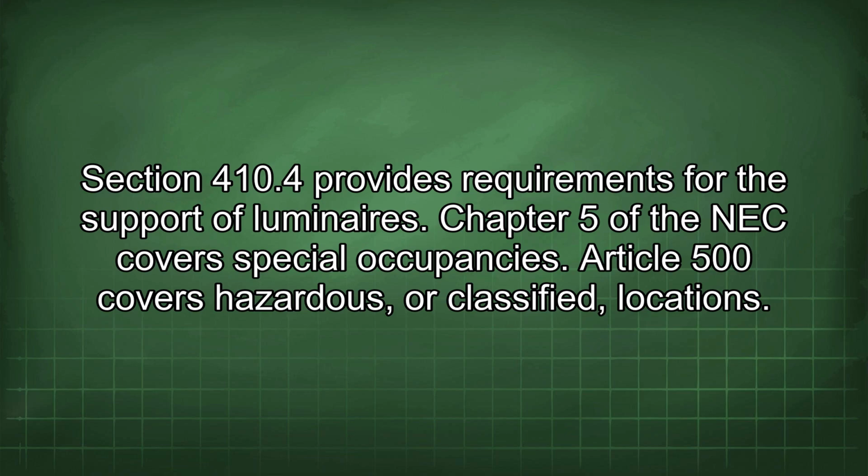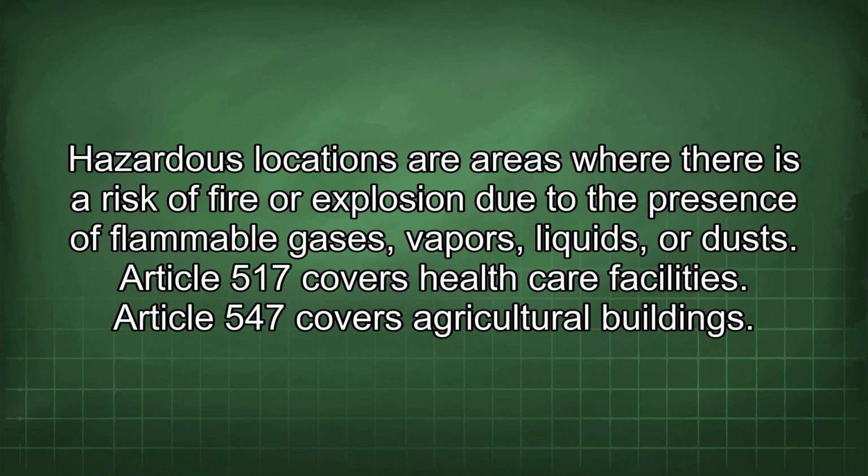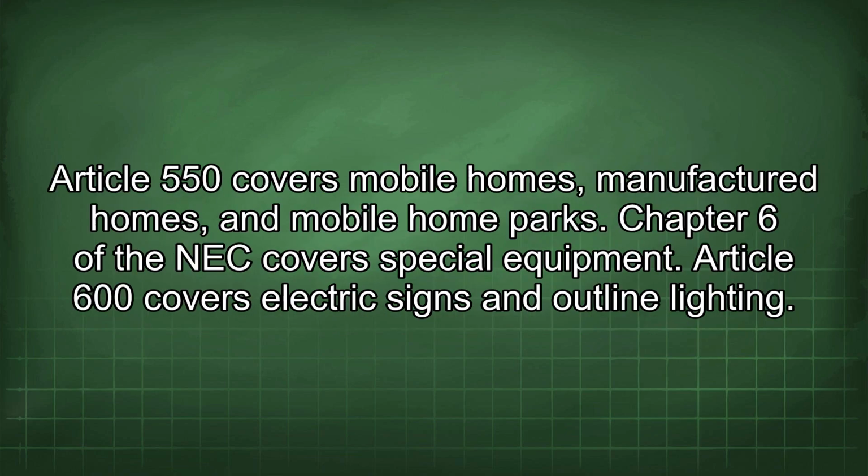Article 500 covers hazardous, or classified, locations. Hazardous locations are areas where there is a risk of fire or explosion due to the presence of flammable gases, vapors, liquids, or dusts. Article 517 covers healthcare facilities. Article 547 covers agricultural buildings. Article 550 covers mobile homes, manufactured homes, and mobile home parks.